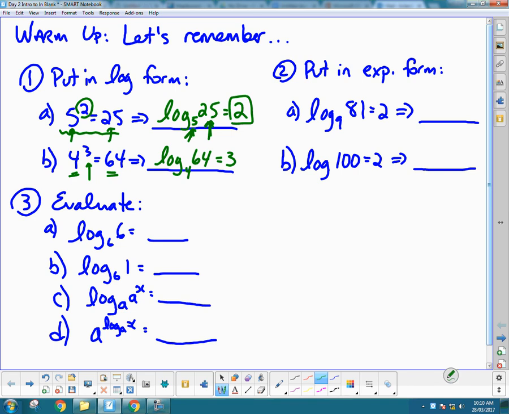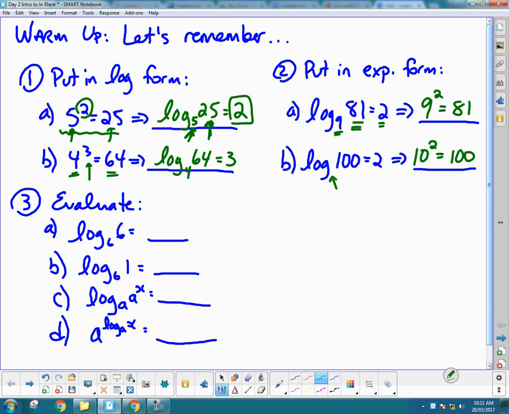We can go the other way. If I give you a logarithm, this is asking, what exponent do you put on 9 to get 81? And the answer is 2. So that means 9 is the base, 2 is the exponent, and the answer is 81. And remember, if you don't see a base, you understand that it's base 10. So that's 10 to the power of 2 is 100. So, little reminders from last semester.